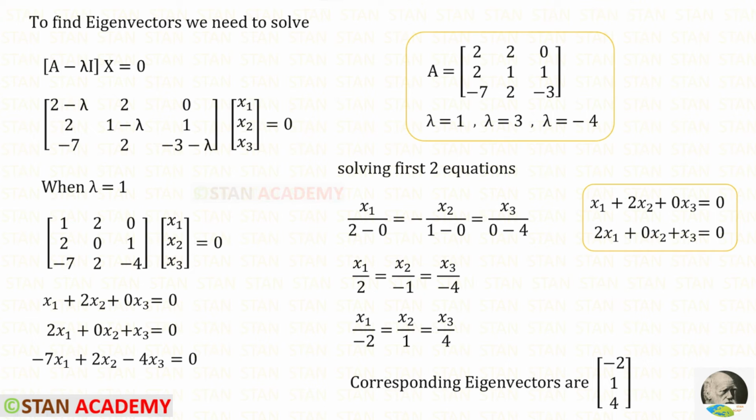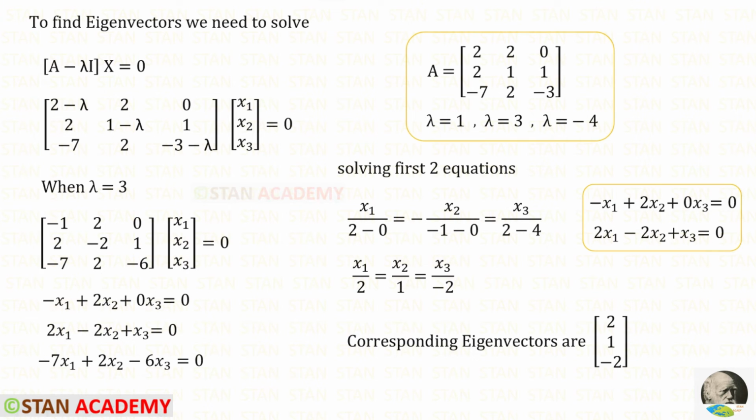If we want to, we can change the signs in all three members. It will become negative and here it will be positive and here it will be positive. So the corresponding eigenvectors are minus 2, 1 and 4. Now instead of lambda we have to apply 3 so that we will get these.